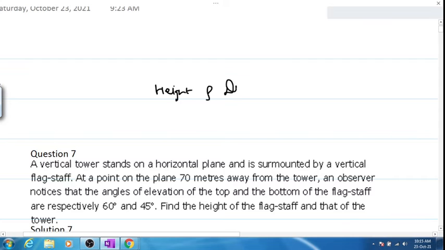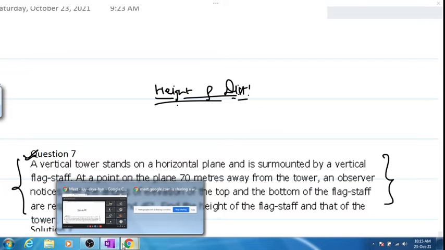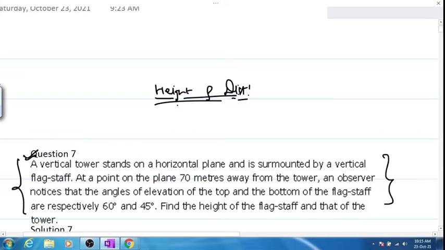Heights and distances. One thing I would expect from you is that you read the question properly and try drawing the figure for this question. And I think that you all have become experts in drawing the figure. Let's see how many are able to draw the figure for this and show it to me right away in your books, in your copies, whichever you're using. I'll give you exactly 1 minute to draw the figure.